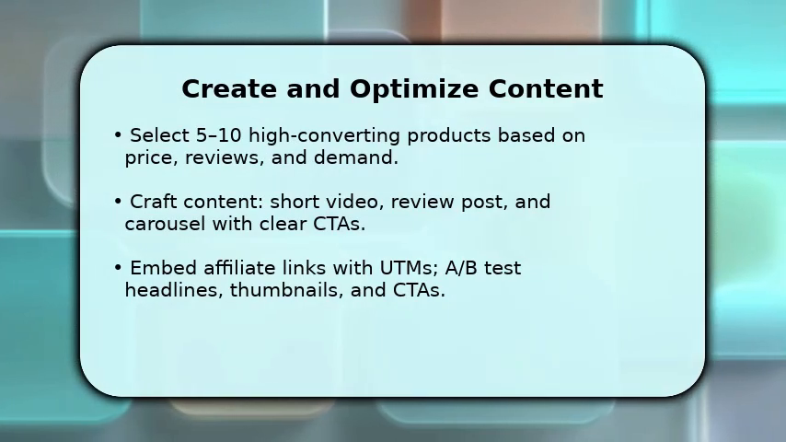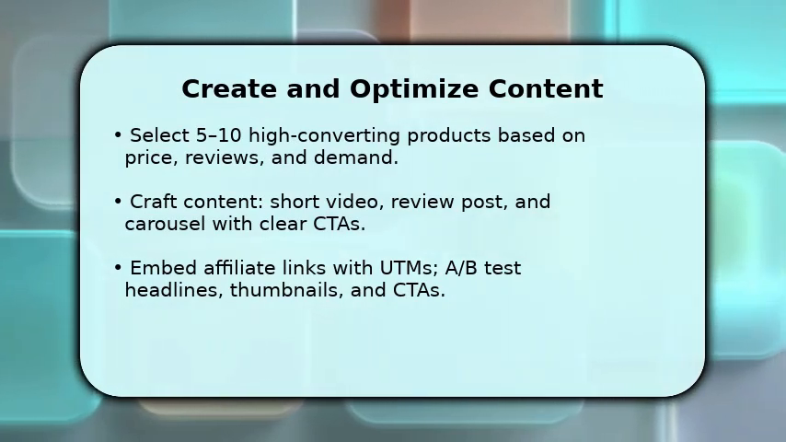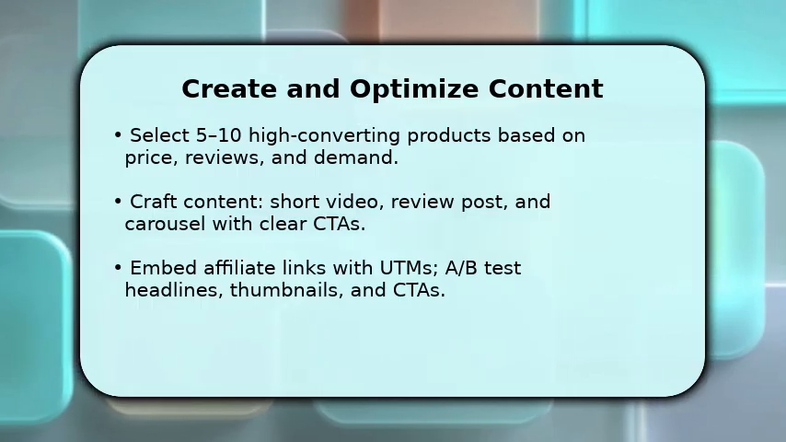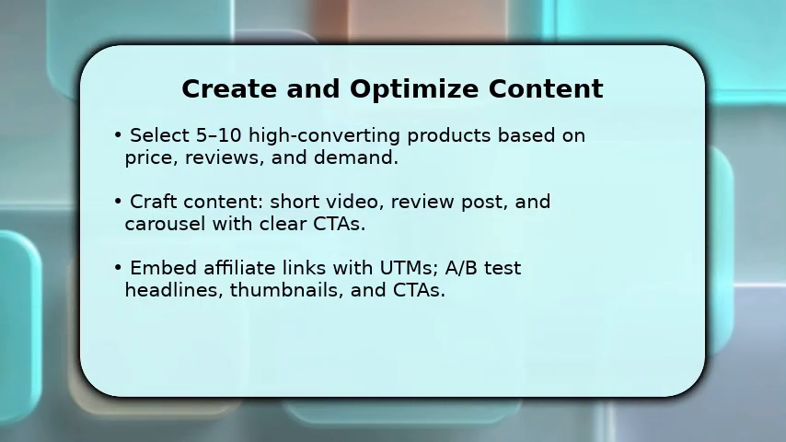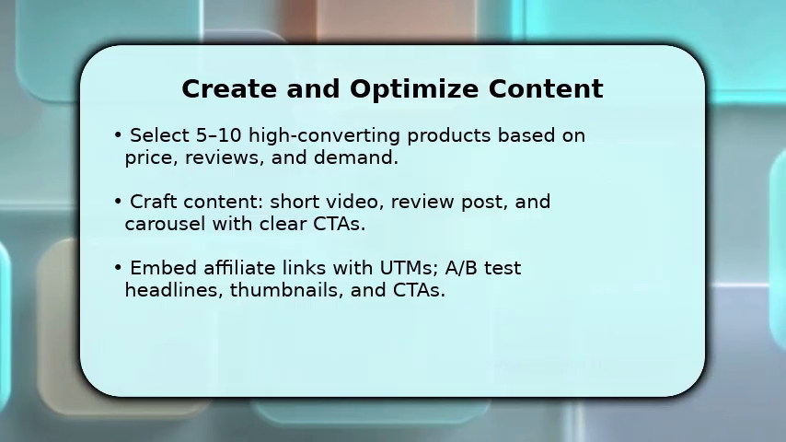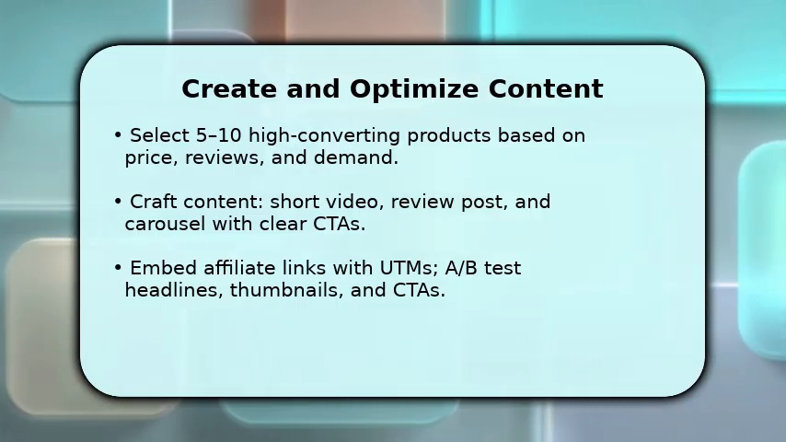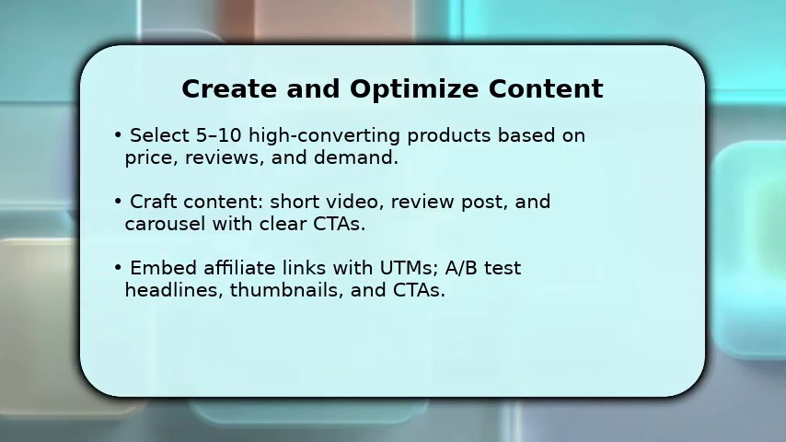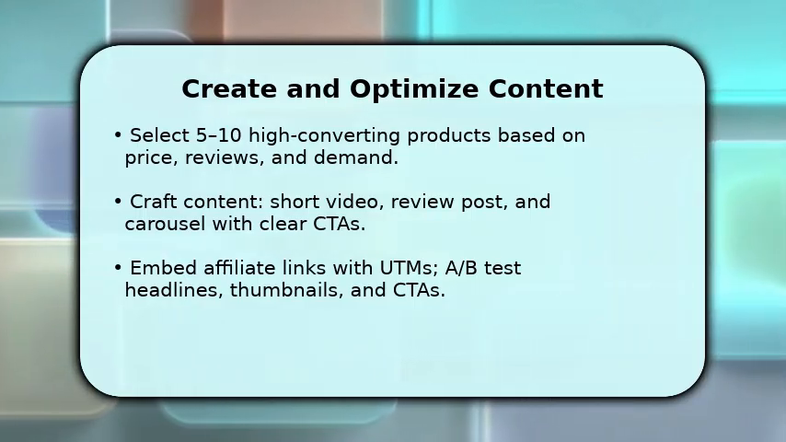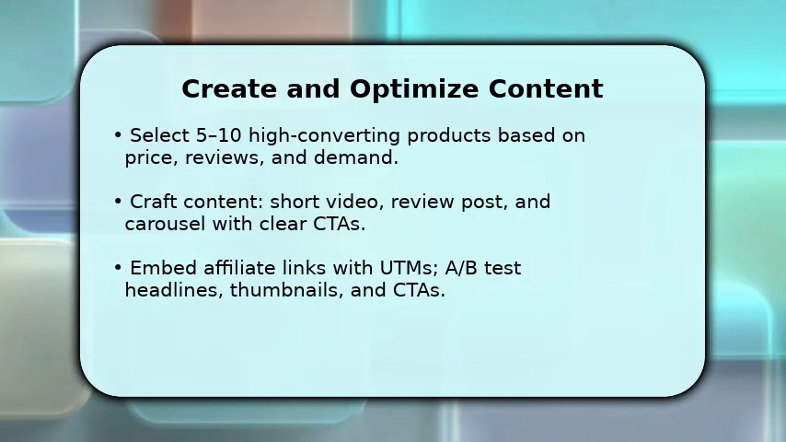Next, you build content that sells. Pick 5 to 10 proven products and plan diversified formats like short video, blog review, and image carousel. Once done, write compelling headlines and CTAs that tell viewers exactly what to do: buy now, check price, or save for later, because clarity raises CTR.